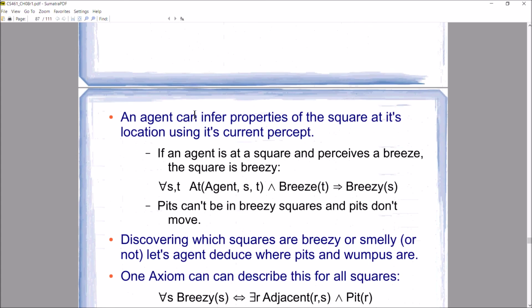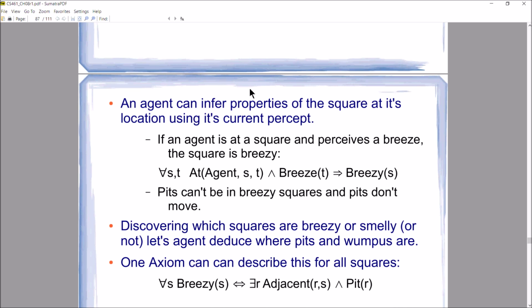Let's see here. I think there's one last thing here. An agent can figure out, it can conclude, it can deduce, it can infer properties of the square using percepts. So if an agent in a square feels a breeze, then that square is going to be breezy. So how could we write that? Okay, so for any objects in the domain s and t, if an agent is at space s at a particular time and perceives a breeze at that particular time, that implies that it's breezy in that space.